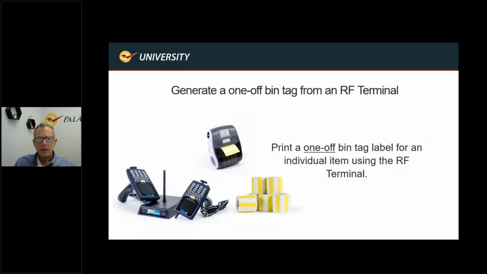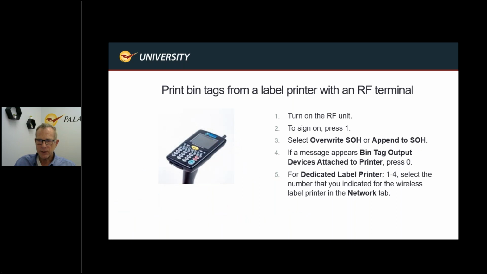Now, let's go to the final way to produce a bin tag, and that is using a hip printer, meaning a printer that's tied to your belt, whatever you want to call it. It's a mobile printer, if you will. It hooks up to the RF gun via Bluetooth, typically. In some cases, it's a hard cable, but in most cases, it's Bluetooth. This comes with a much smaller roll of labels. Those go into the printer. And now this is how you can actually print labels in real time on your hip printer.